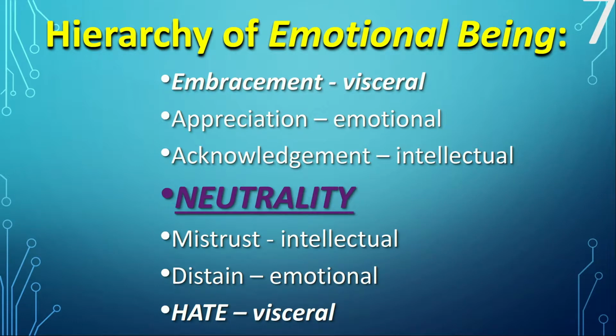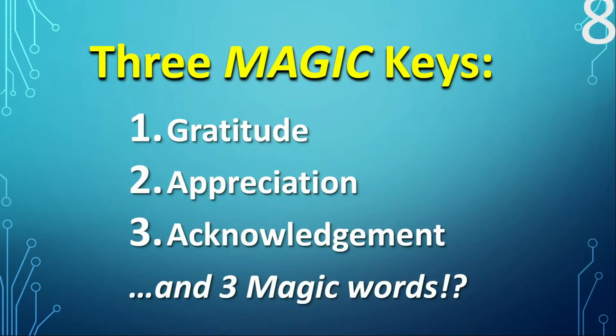So this is the hierarchy of emotional being. Neutrality is fine. You want to push people to the top. Remember, you got to get them off that bottom rung. Three good keys to help: show gratitude, show appreciation, show acknowledgement. When you have a problem, acknowledge the problem. Acknowledge the person in front of you.